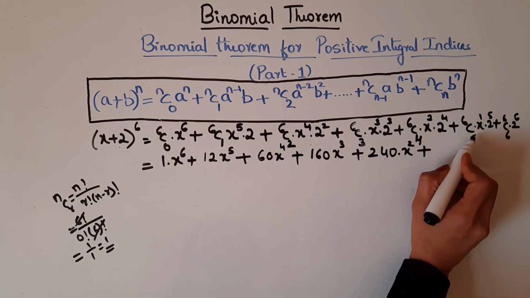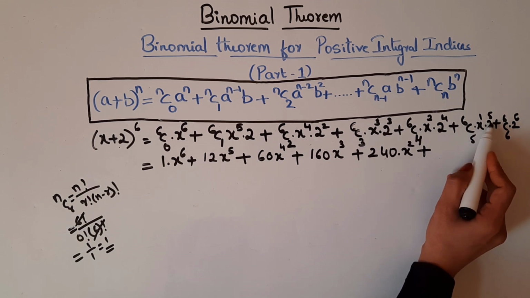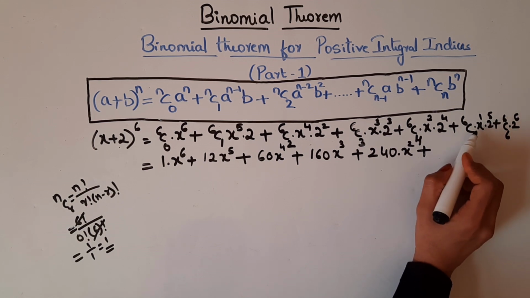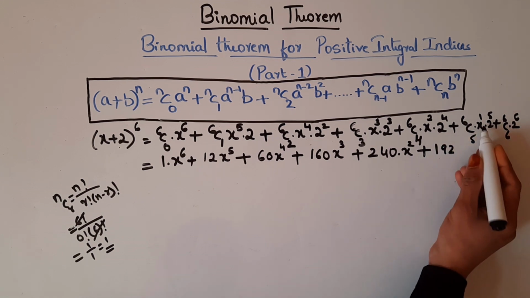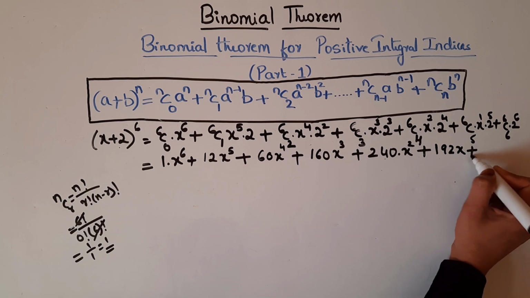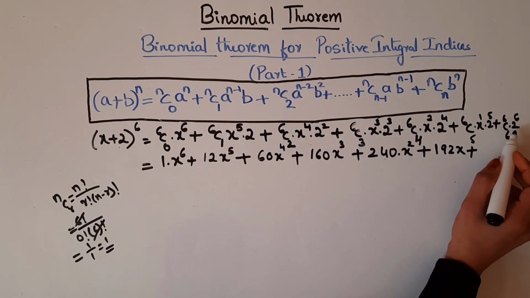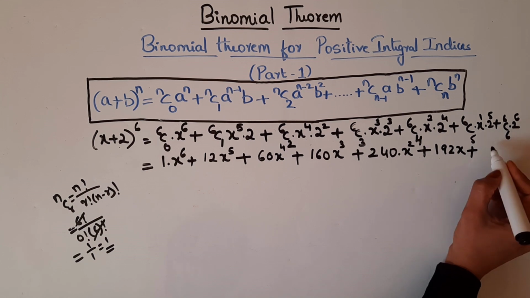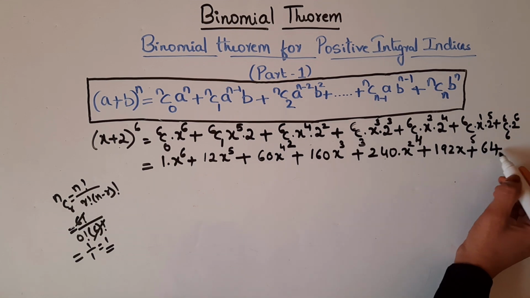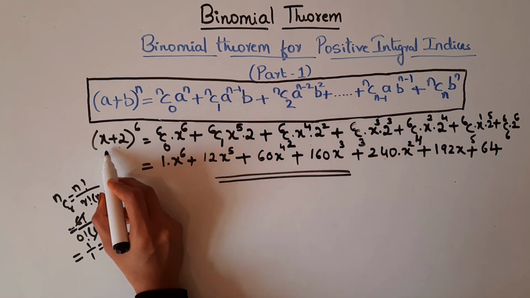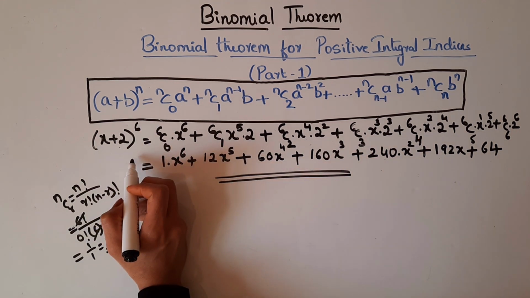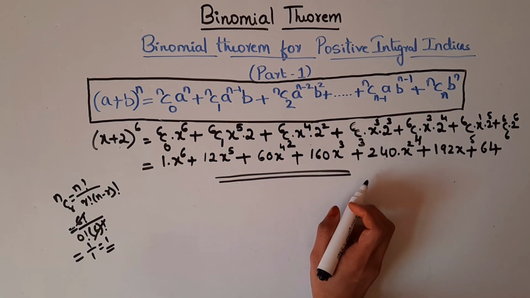What is 6C5? When you put the formula, you will get 6. So 6 into 2^5 is 32. So 6 into 32 is 192. So we have 192x plus, what is 6C6? We know 6C6 is 1. So 1 into 2^6. 2^6 is 64. So 1 into 64 is 64. So this is the expansion of (x + 2)^6. I hope this is clear.